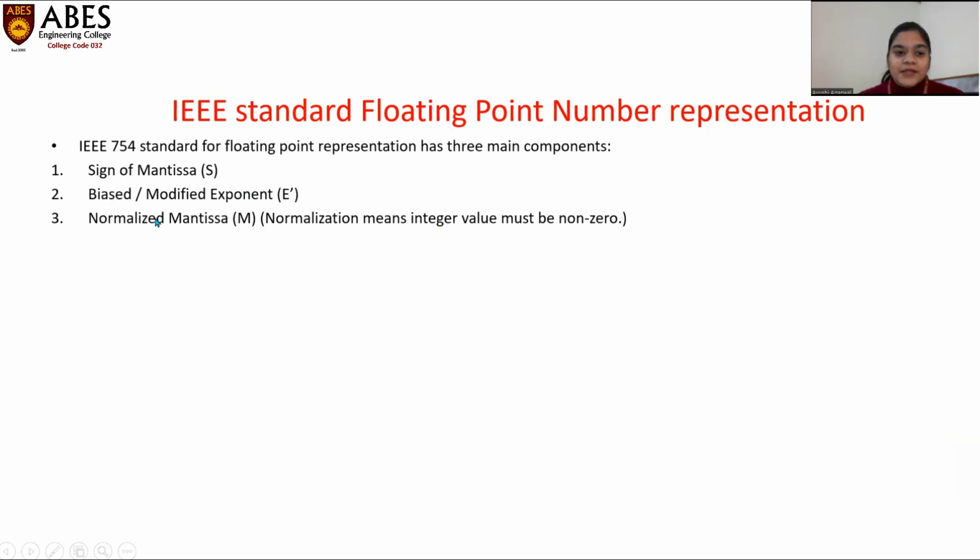Now talking about the biased or modified exponent, we have just seen in case of single precision, we have modified exponent E' equals E plus 127. And in case of 64 bits, we have seen E' equals E plus 1023. So this is our equation of modified exponent in case of 64 bits, and this is for our 32 bit. Now let us understand this third point, normalized mantissa.